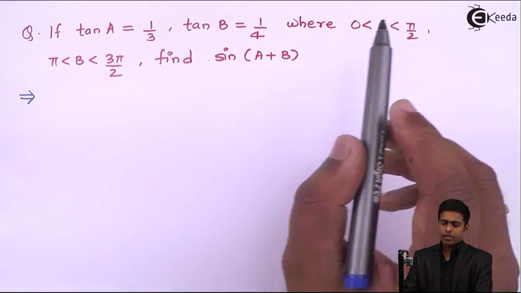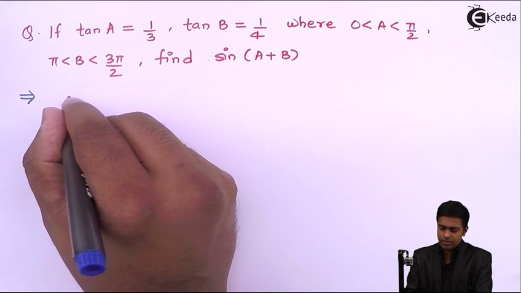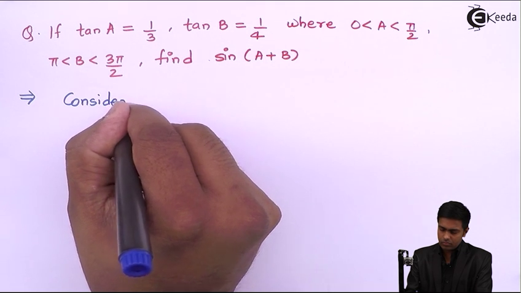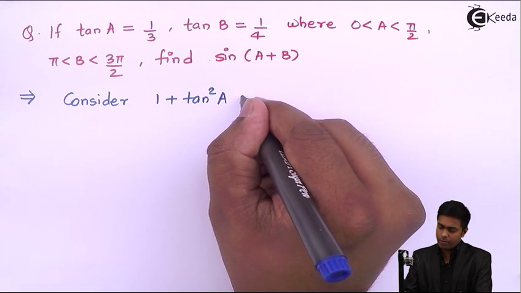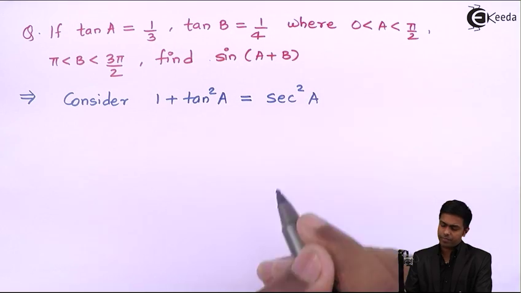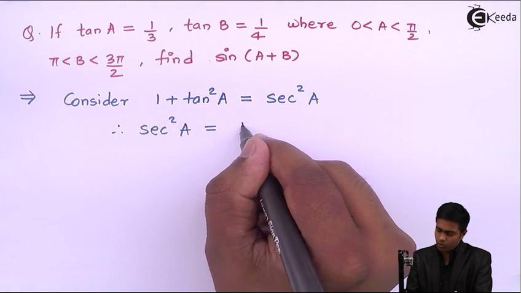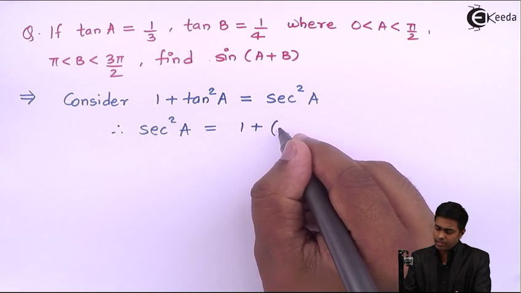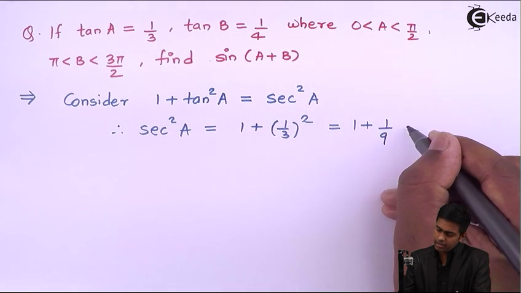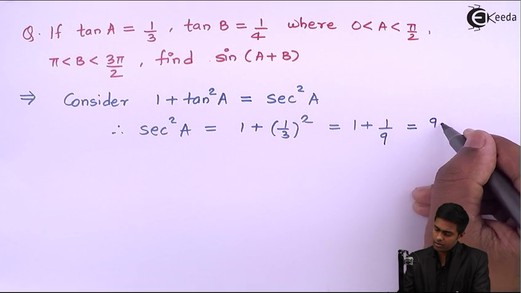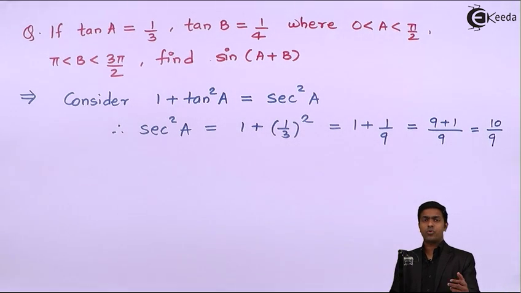Now here we will use the property of trigonometry, that is 1 plus tan square theta is equal to sec square theta, or 1 plus tan square A is equal to sec square A. Therefore sec square A is equal to 1 plus tan square A, where tan A is 1 by 3, so we get 1 plus 1 by 9, which is equal to (9 plus 1) upon 9, that is 10 by 9. So here we got the value of sec square A.